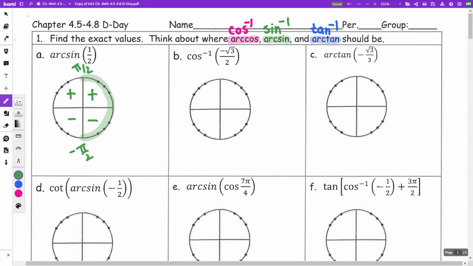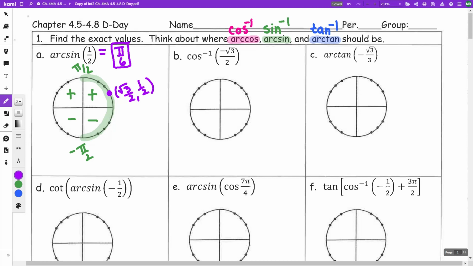Now, in these two quadrants, I'm going to be looking to see where my sine is 1/2. And this point right here corresponds to root 3/2, comma 1/2. So my sine is equal to 1/2 at that spot. And that spot is pi/6. And that's my answer.